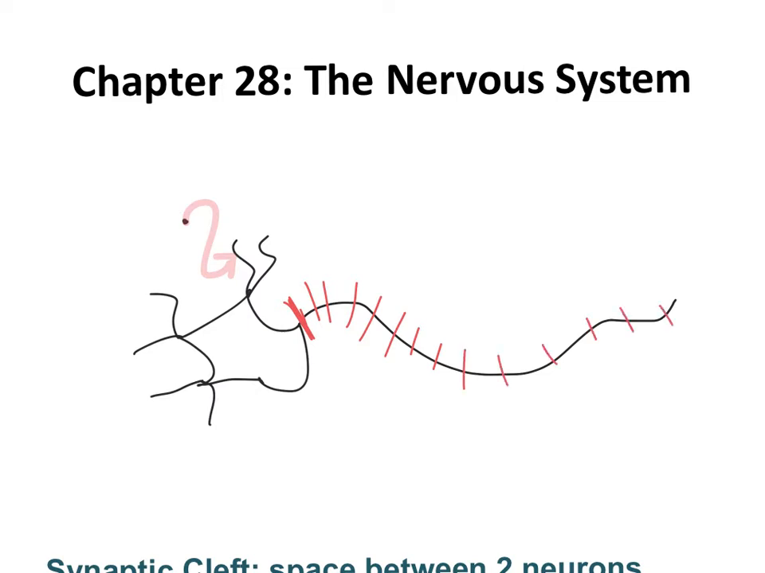Eventually, you reach the end of the axon, at which point there is the terminal, which goes by a couple different names, terminal buttons. And at the terminal, a new neurotransmitter is released. So this video will go through all of that.